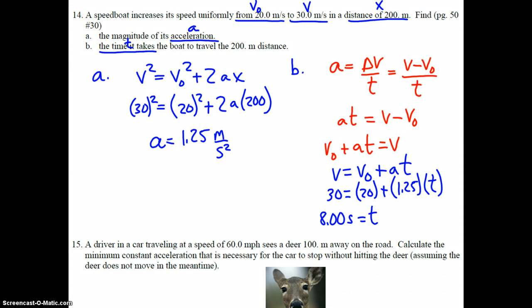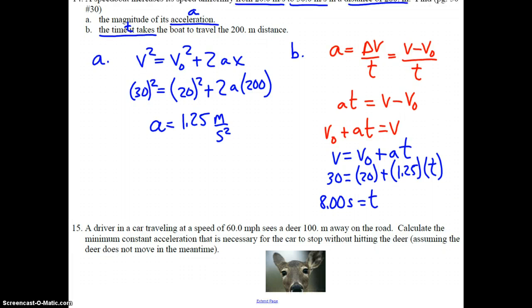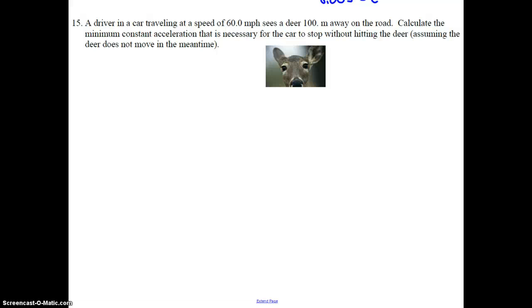Okay? All right, we finish up with number 15. Let's label the information we've been given here. A driver in a car traveling at a speed of 60 miles per hour. So that's key information. We're not sure what the rest is here, so we'll just start with a v. Sees a deer 100 meters away. That's distance or displacement on the road.